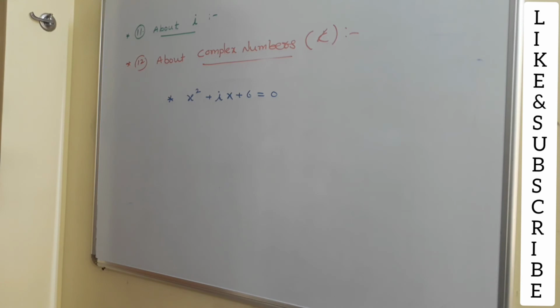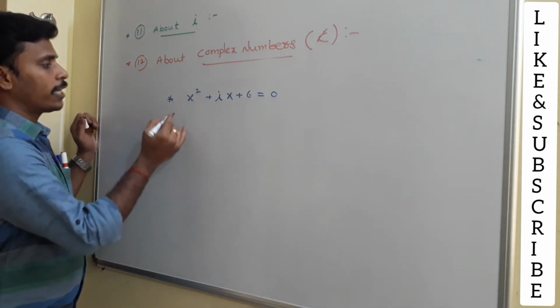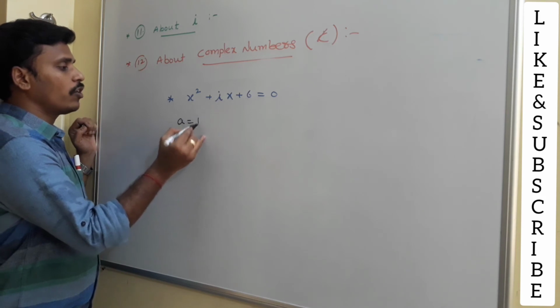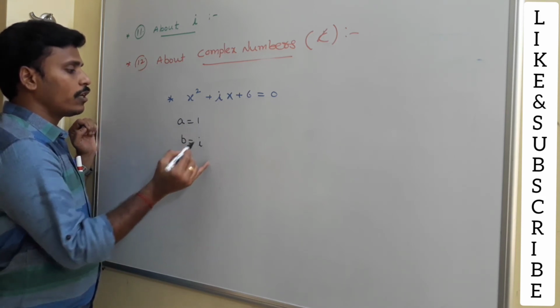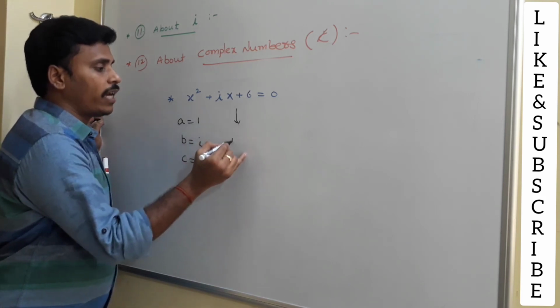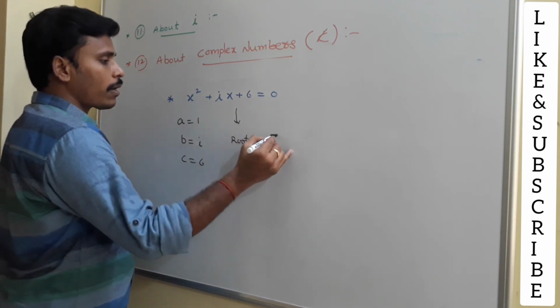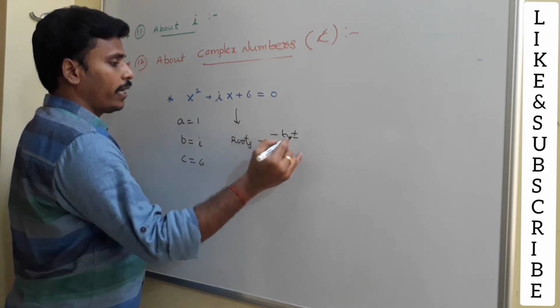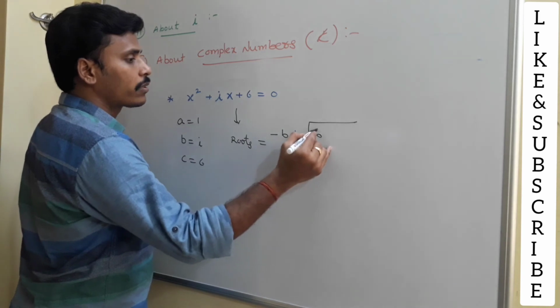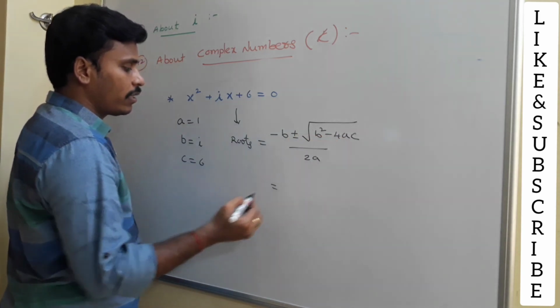Look at the problem on the board. x² + ix + 6 = 0. Try to find the roots for this using the formula method, right? See, as per the comparison, our value of a is equal to 1, the value of b is equal to i, and the value of c is equal to 6. Since we are going to find the roots for this equation, our roots are equal to what? Minus b plus or minus the root of b² minus 4ac, by 2a.